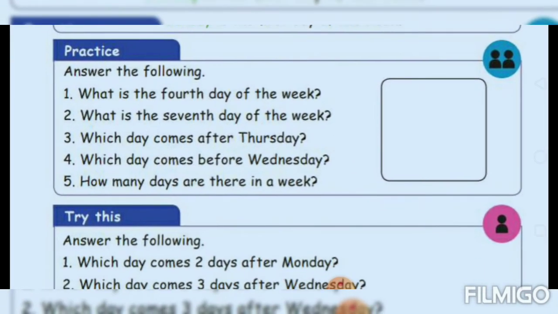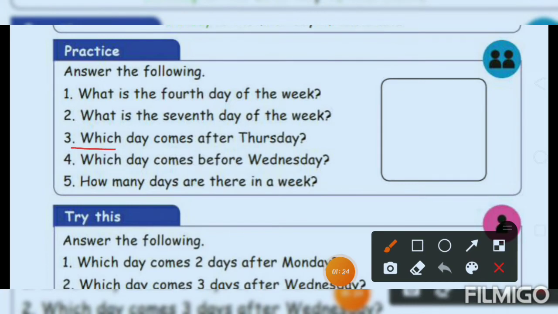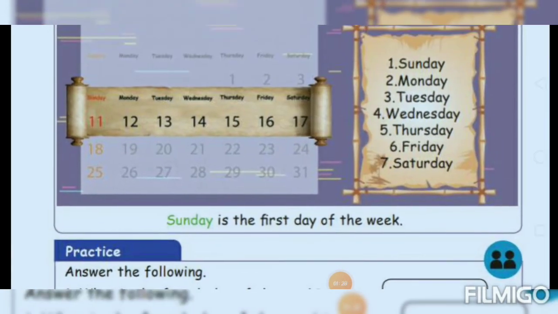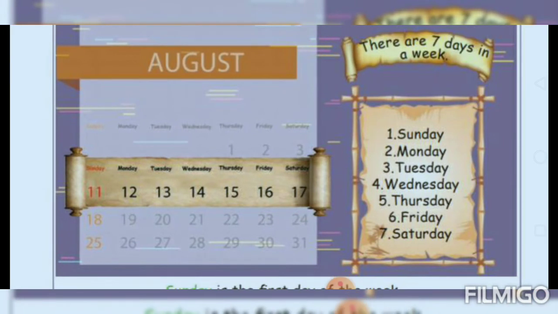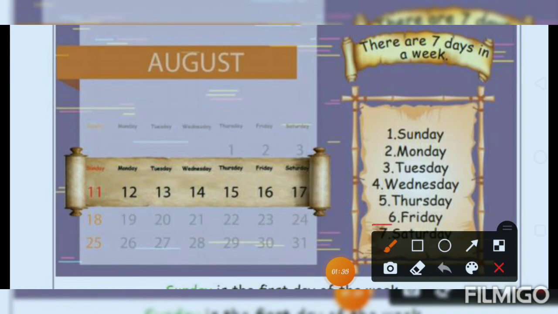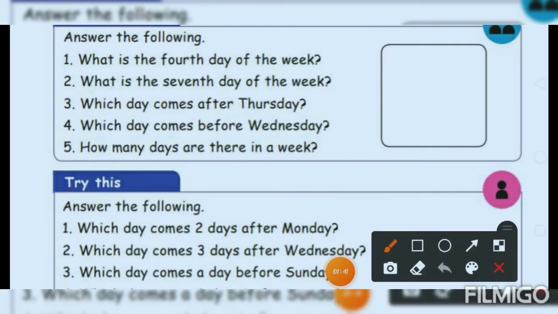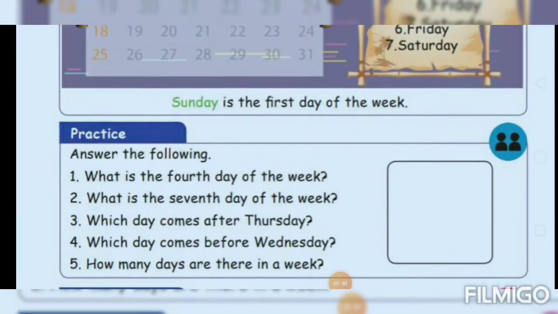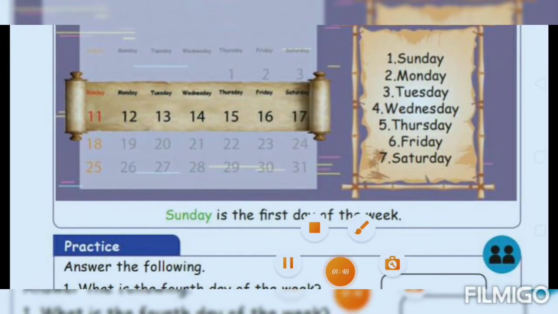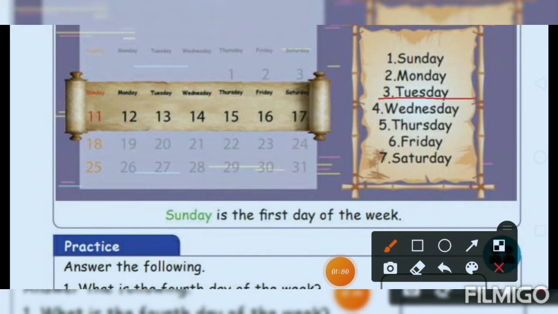Which day comes after Thursday? See the image. Friday comes after Thursday. Okay, next, which day comes before Wednesday? Tuesday comes before Wednesday.